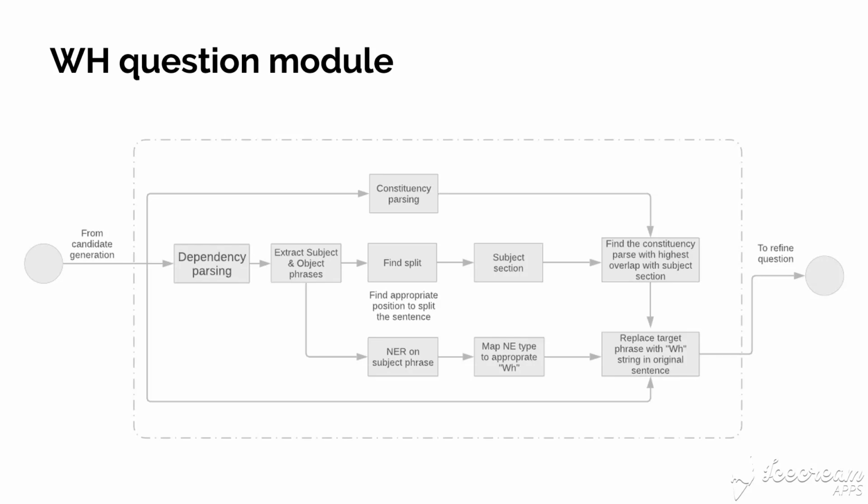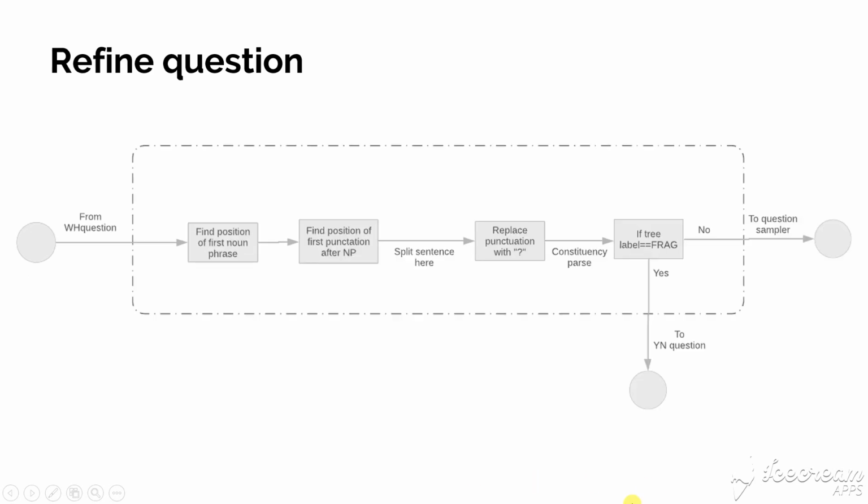For the WH question module, it first does the dependency parse of the sentence to figure out the subject and object phrases using several grammar rules. And then after all this pipeline, we are ready for the refine question part to check for grammar correctness, and then we'll come back to revisit this WH question module.